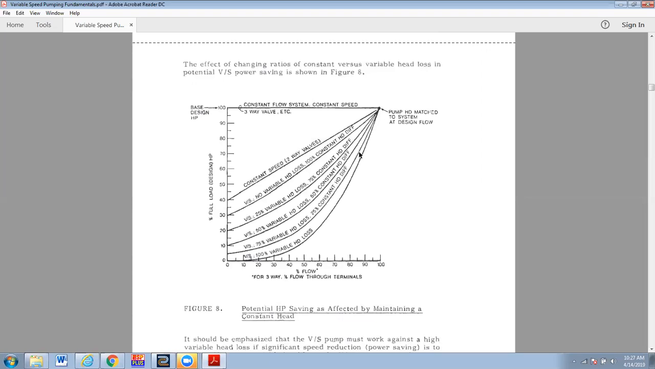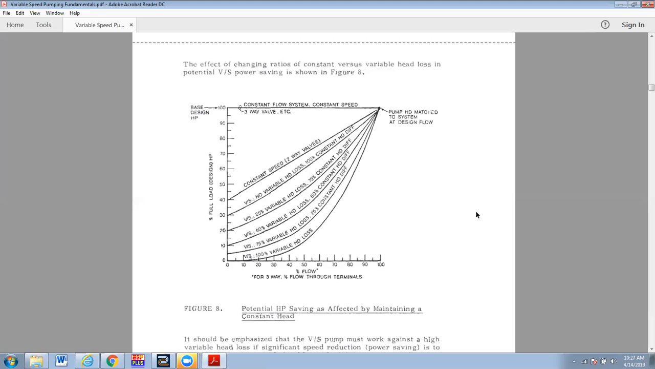And as we start slowing that puppy down, it's this cubic power reduction as a function of flow. And so at 50% flow, this is 12.5% power. And that goes back up to that figure 4. That's pretty darn nice. Now, not many HVAC systems with control valves that modulate and all that sort of thing are this good.